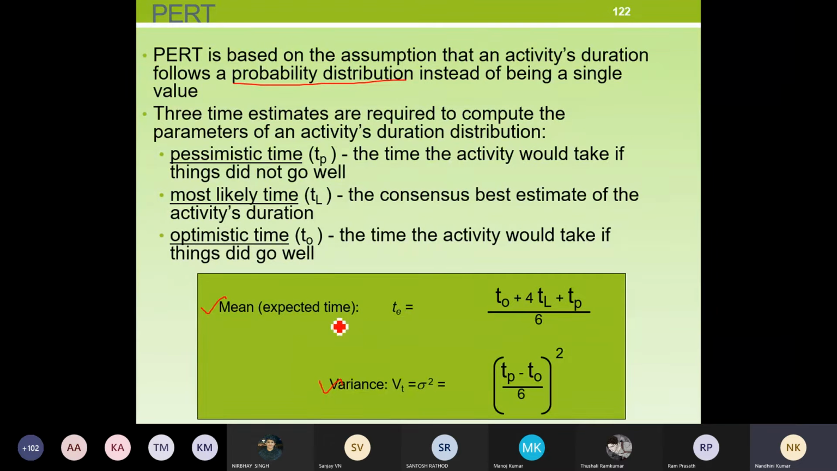The mean, the expected time, you denote as TE because it is the estimated time which you are going to calculate. TE is equal to TO plus 4TL plus TP, where TL is your most likely time and TP is the pessimistic time. So it is nothing but TO plus 4TL plus TP divided by 6. This gives you the mean expected time. And variance is nothing but TP minus TO divided by 6, the whole squared. So these are the formulas used to calculate your mean and your variance.